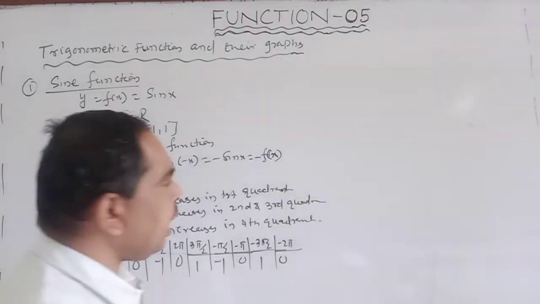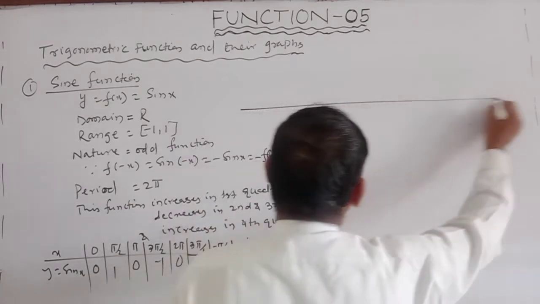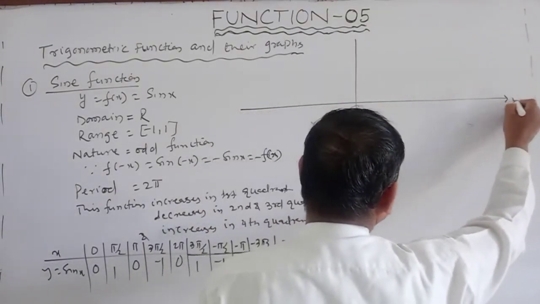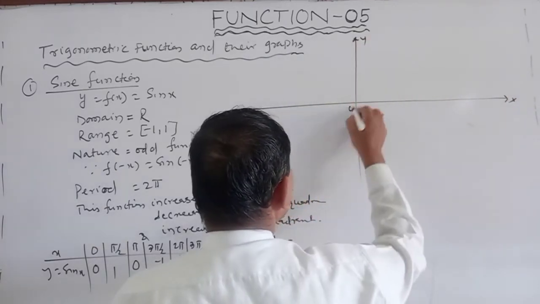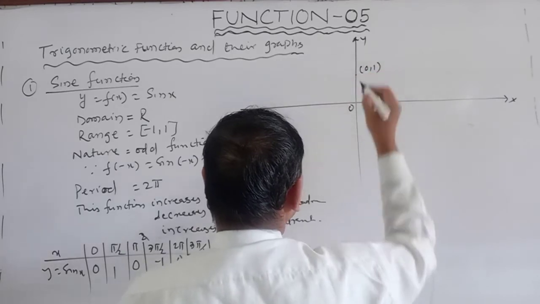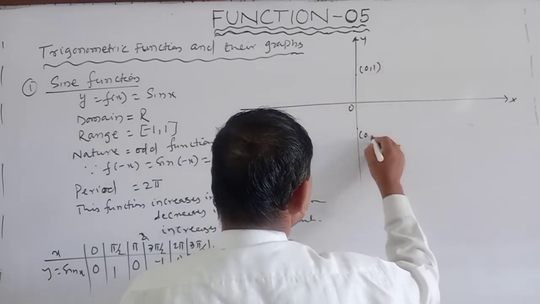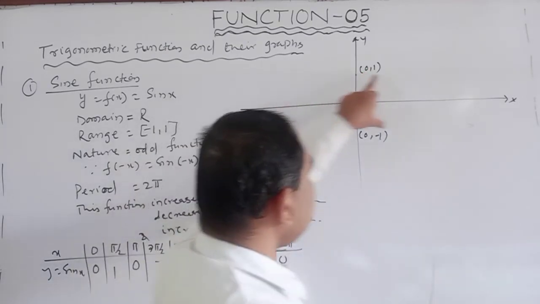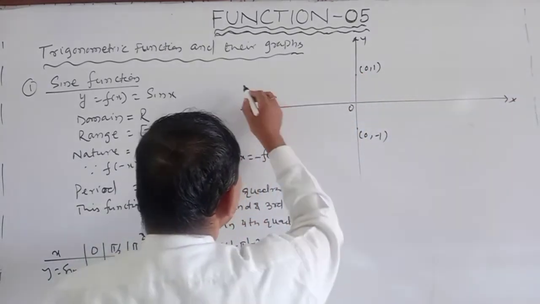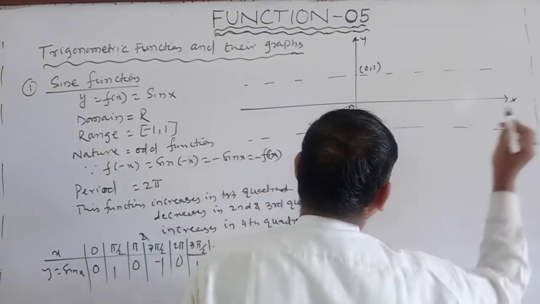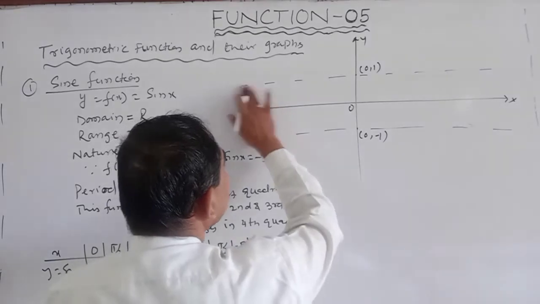So draw the graph. This is the x axis, this is the y axis, this is the origin. Okay, so this is 0 comma 1 and this is 0 comma minus 1, meaning sin lies in this interval.